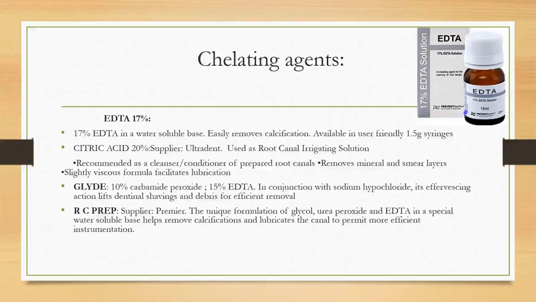It comes in a small bottle, but you have to put it in the syringe. It contains citric acid, and it's used as a root canal irrigation solution. There are two common brands, Glide and RC Prep. You have to be familiar with them.